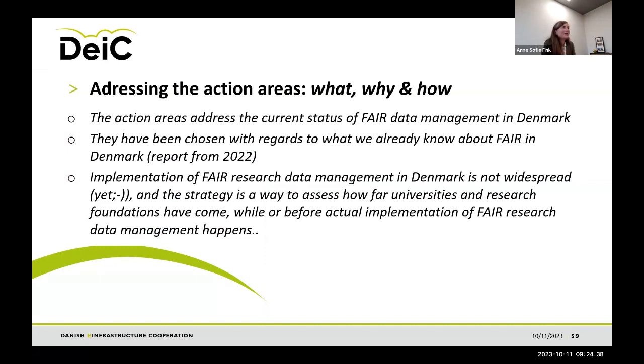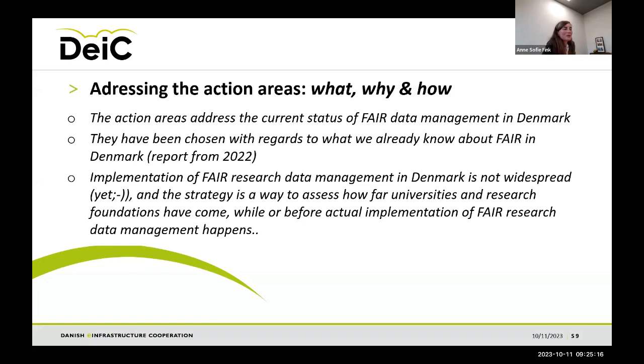The action areas address the current status of FAIR data management. As I think you've seen, they have been chosen with regard to what we already know about FAIR in Denmark, from the report from 2022, where we already had this sort of surveying on the implementation activities in FAIR data management. So very much inspired from that, very much to push forward for taking action in these areas.